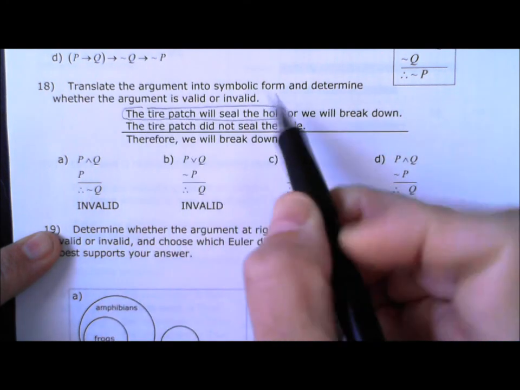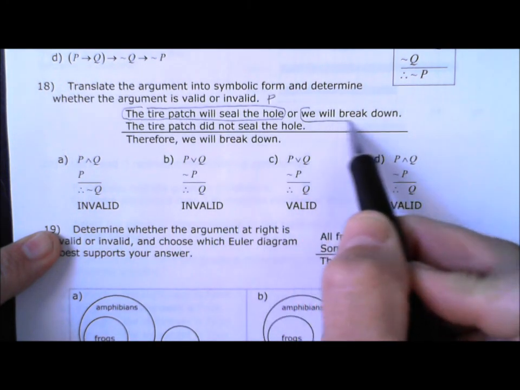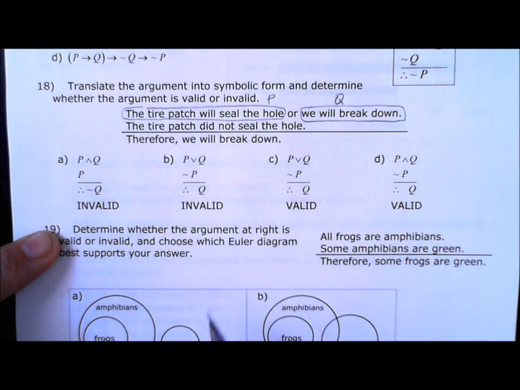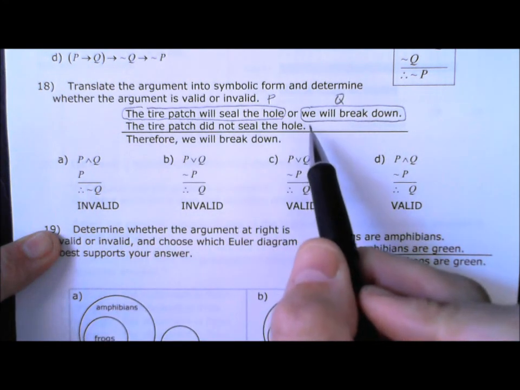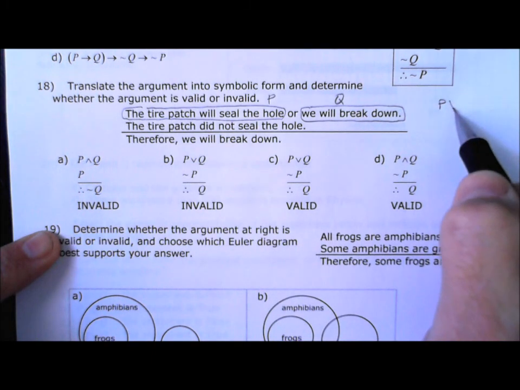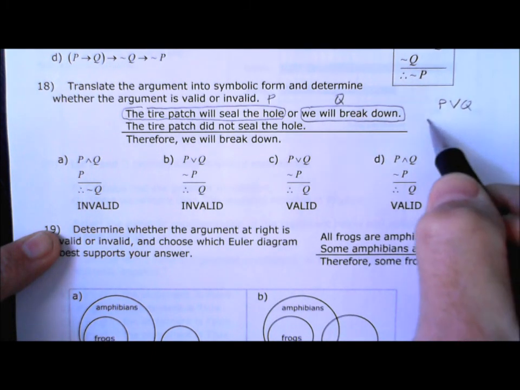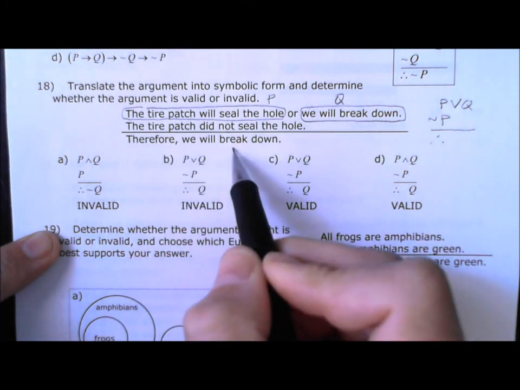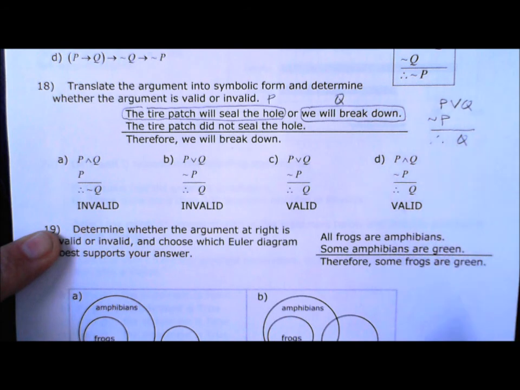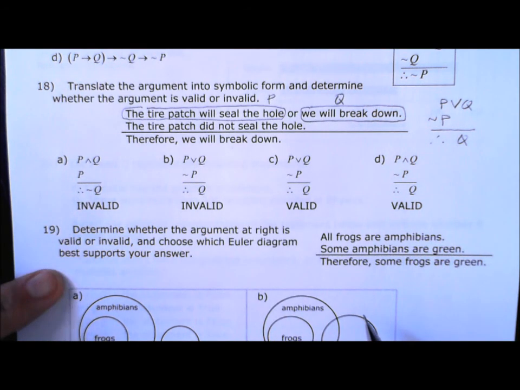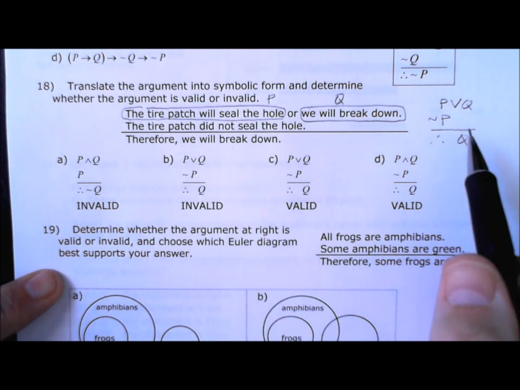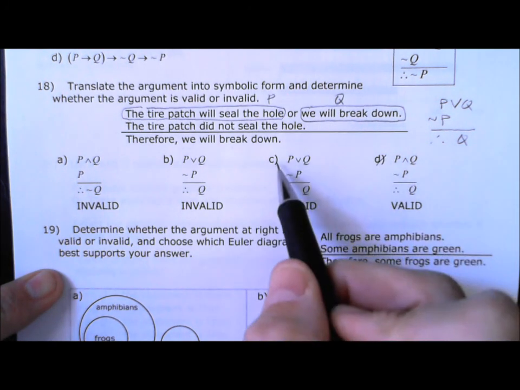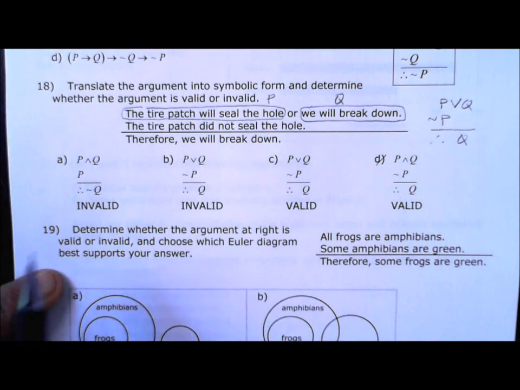We'll call that statement P. We will break down. We'll call that statement Q. These are simple statements. The tire patch did not seal the hole, so we have P or Q. The tire patch did not seal the hole, therefore we will break down, therefore Q. So in this case, the diagram most matches, well, not this one, matches either C or B.